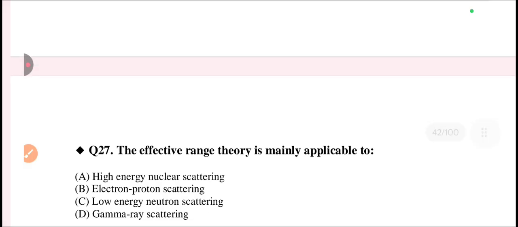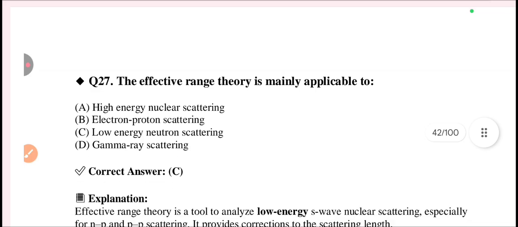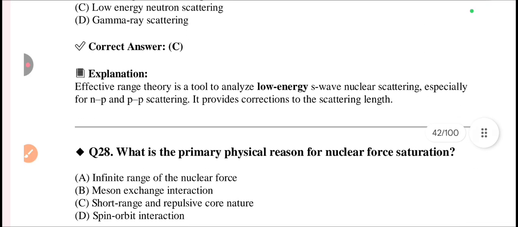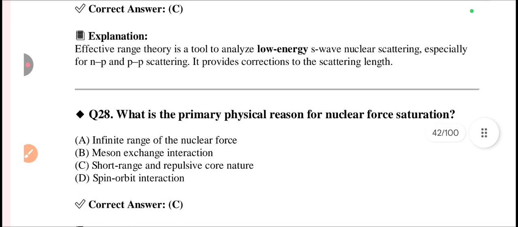The effective range theory is mainly applicable to low energy neutron scattering. What is the primary physical reason for nuclear force saturation? Short range and repulsive core nature is the primary reason.